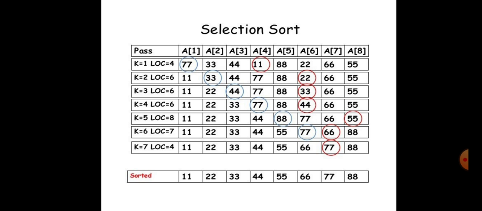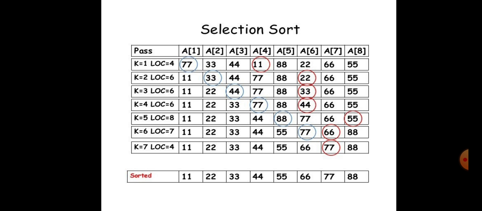Now we have constructed a table where passes and the array positions have been given: A of 1, A of 2, A of 3, etc. up to A of 8. So in first pass, K is equal to 1 given, right? The K is equal to 1 indicates the pass number. So K is equal to 1 means first pass. Then location is equal to 4.